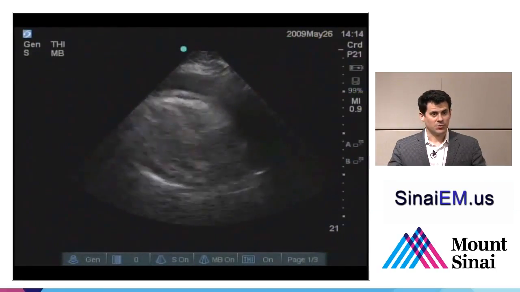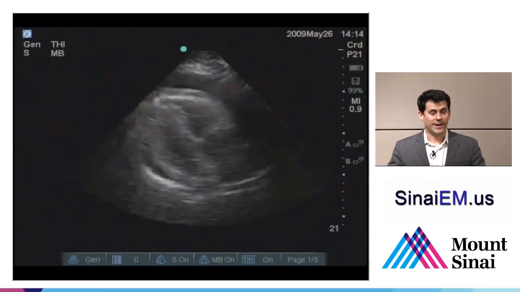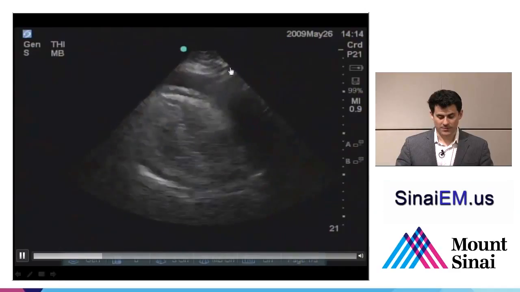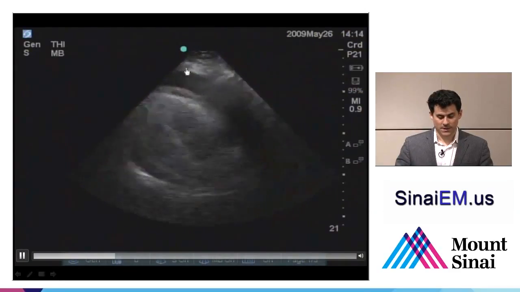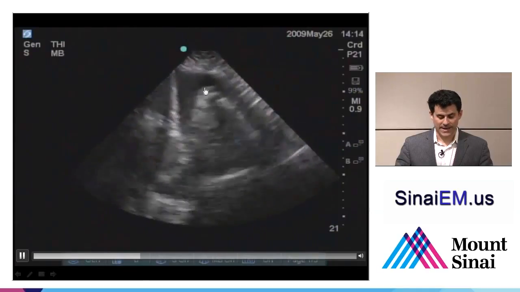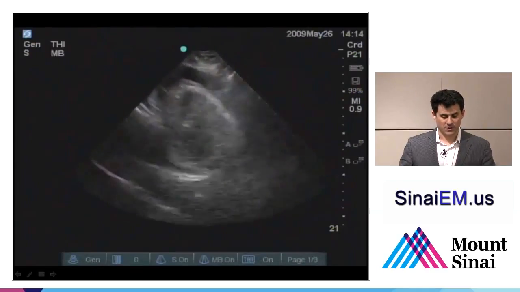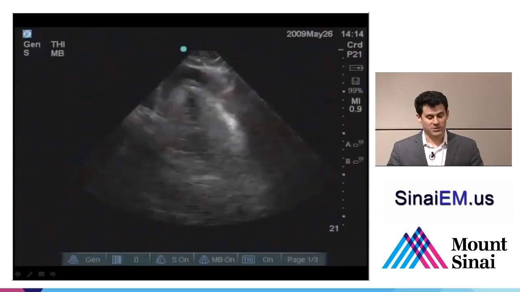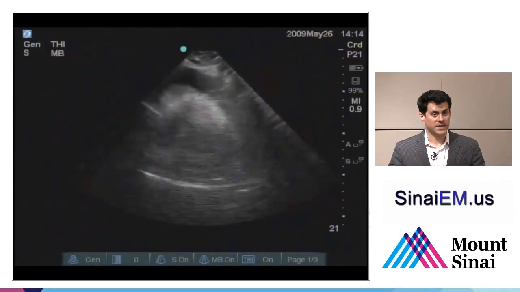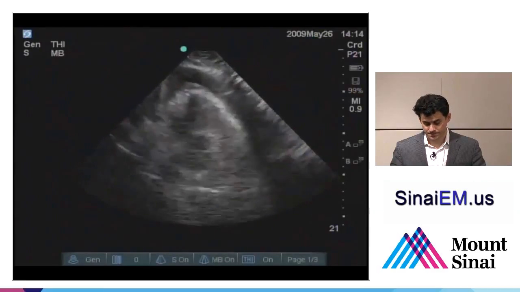Fluid, whether it's blood or other fluid, is going to appear anechoic, so black. So we see between the pericardium near the top of the screen here and the heart, or the myocardium here, there is black fluid. So this heart is bathed in fluid anteriorly, posteriorly as well, and as this sonographer is sweeping through the heart, we can see that there's an effusion around this heart.